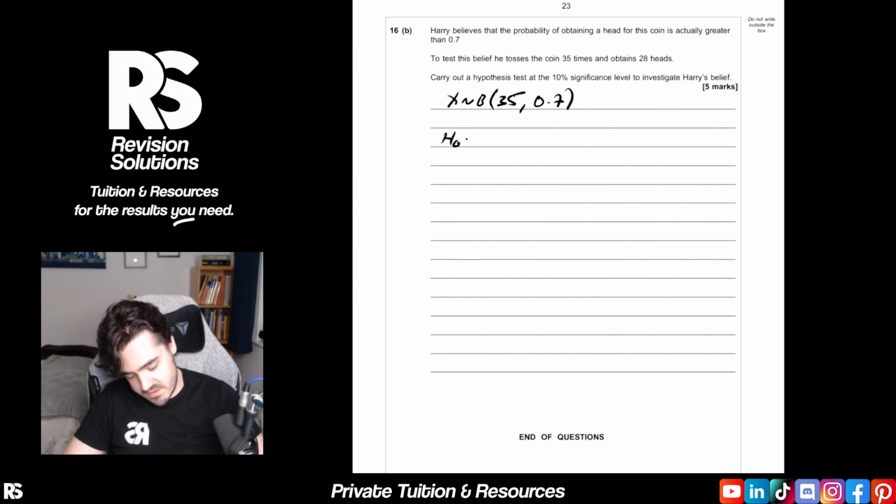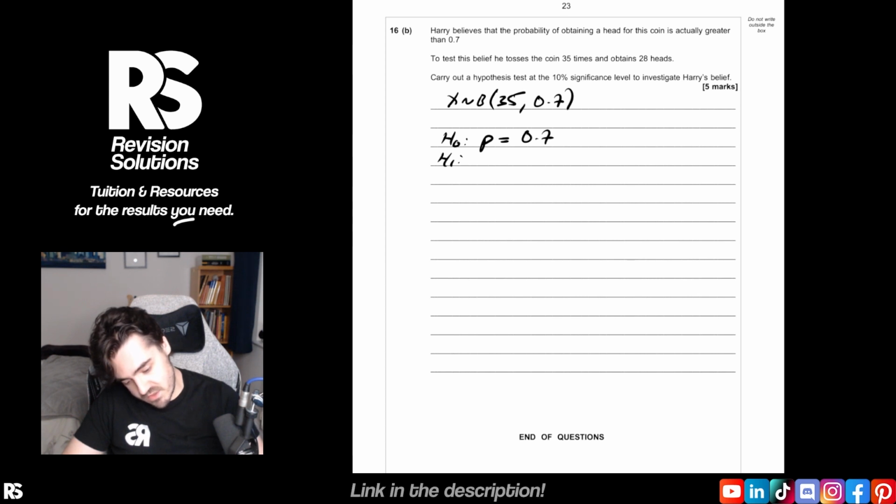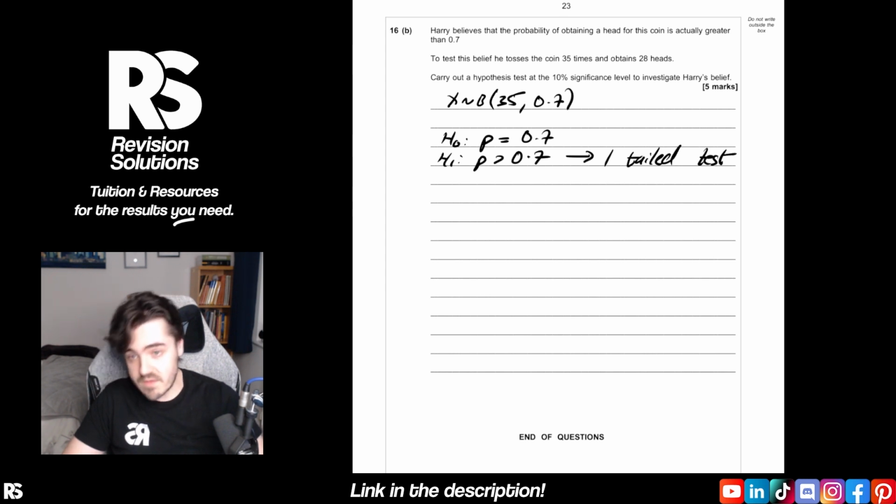The null hypothesis, we're assuming, is that the probability of heads is indeed 0.7. And Harry's test hypothesis is he believes the coin is actually more biased in favor of heads. So P is greater than 0.7. So that's a one-tailed test, and it's an upper tail test.